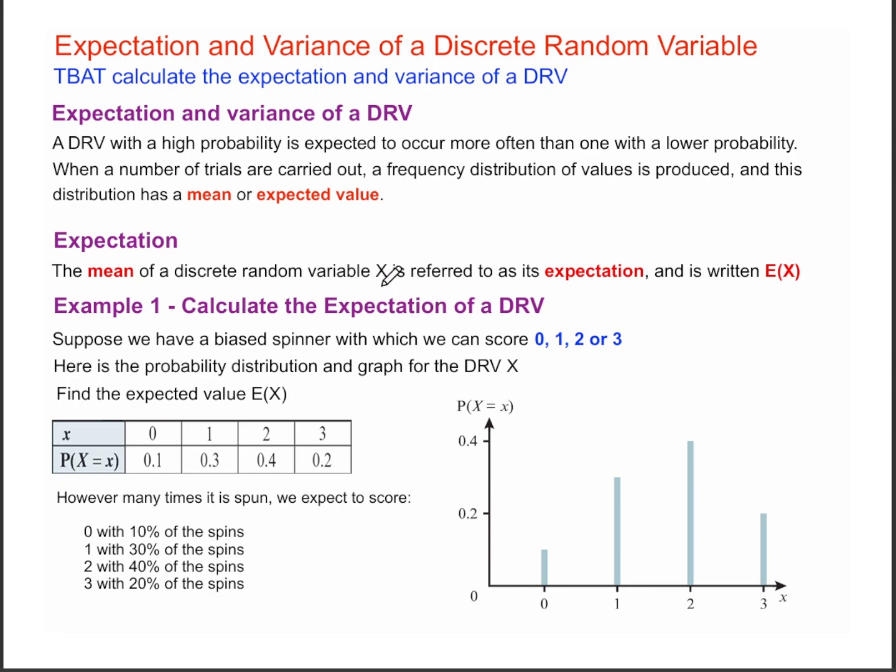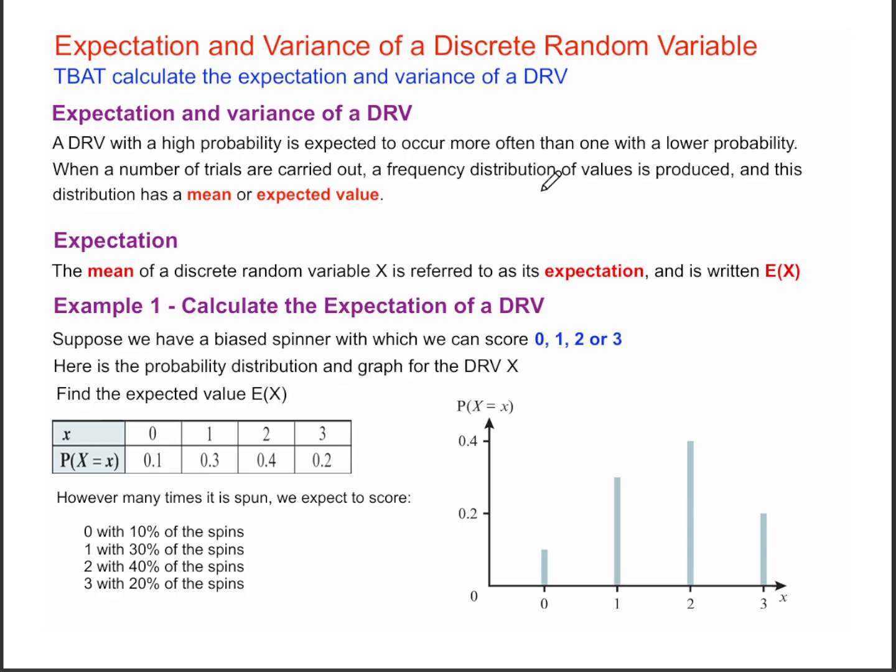We go to the next part of the probability distribution, which is the expectation and the variance of that discrete random variable. A discrete random variable has many values. The ones with the high probability are obviously expected to occur more often than the ones with the lower probability. And if you do a number of trials, you will get the frequency distribution of the values that are produced out of those trials. Obviously, they are random.